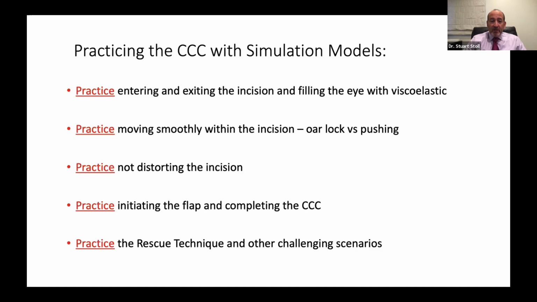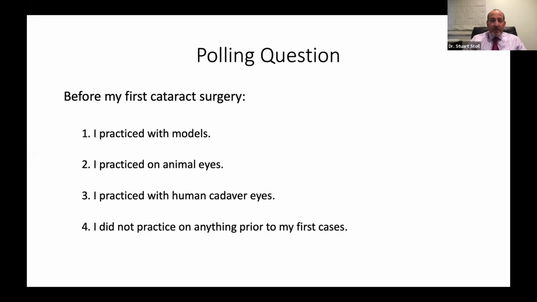And we're going to break it down and show video clips as we go along here. So we'll get into those pretty quickly. Let's jump into another polling question. Before my first cataract surgery, I practiced with models, I practiced on animal eyes, I practiced with human cadavers, or number 4, I did not practice on anything prior to my first cases.